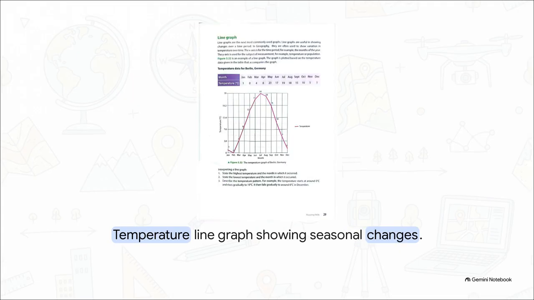Now let's contrast that with a line graph. This one plots the temperature for Berlin, Germany. Again, months are on the x-axis, but here the y-axis is temperature in Celsius. Because temperature changes in a continuous flow, the line connects the data perfectly. You can clearly trace how the temperature pattern starts cold, right around 0 degrees in January, rises steadily to a summer peak of 19 degrees in July, and then falls right back down as winter approaches. It gives us a flawless visual rhythm of Berlin's climate.